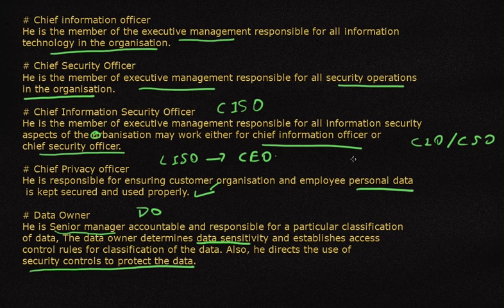So data classification is done by the data owner, as suggested here. This person is very important. He is the owner of the data. He is accountable and responsible for a particular classification of data, determines data sensitivity, and also establishes access control rules for classification of data. He also prescribes the use of security controls to protect the data. Next, we will move on to other roles.